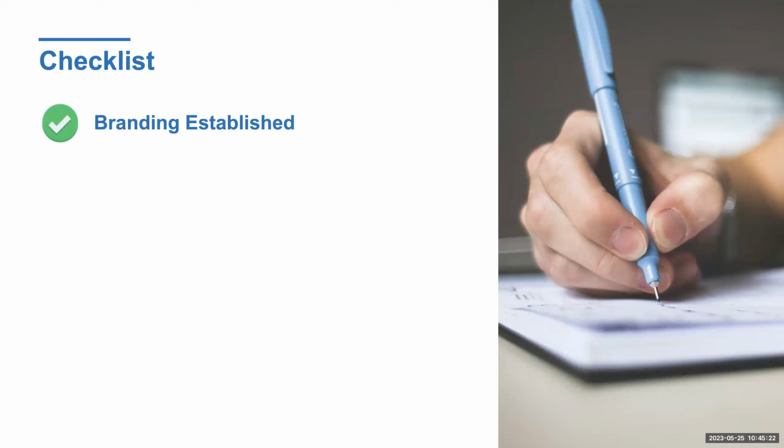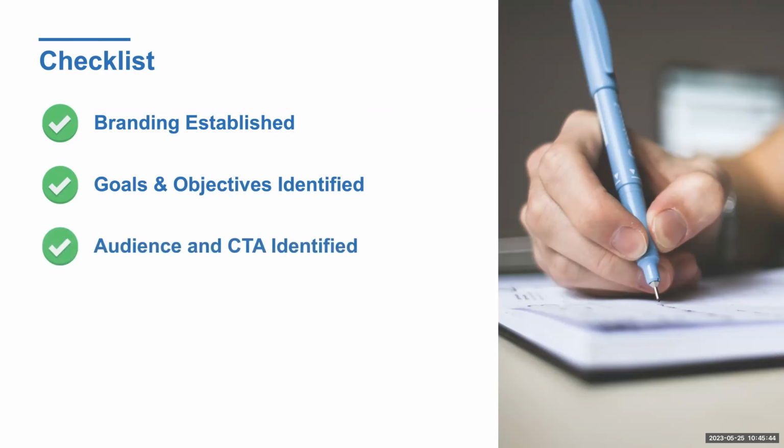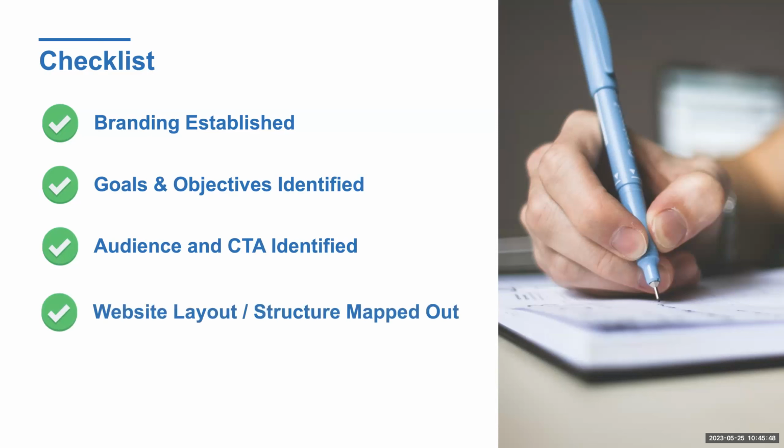So your checklist, again, very similar to kind of getting your ducks in a row with those slides we went over first. Make sure you have your branding established. You have a logo, you have a color, and you have a font, right? Or colors. That's really going to help then tailor and customize your site a bit more so it doesn't look too template-y. Of course, you have your goals and objectives identified. We went over those. Your audience, your call to action identified. That's a big piece.